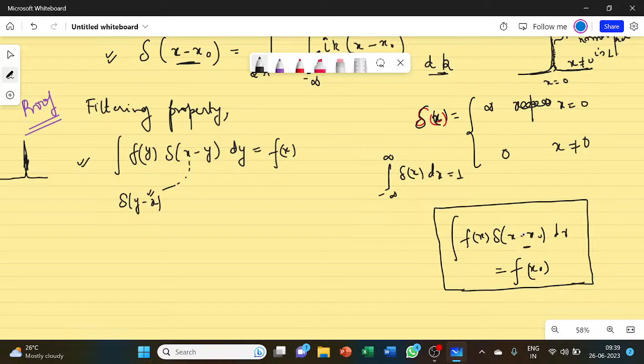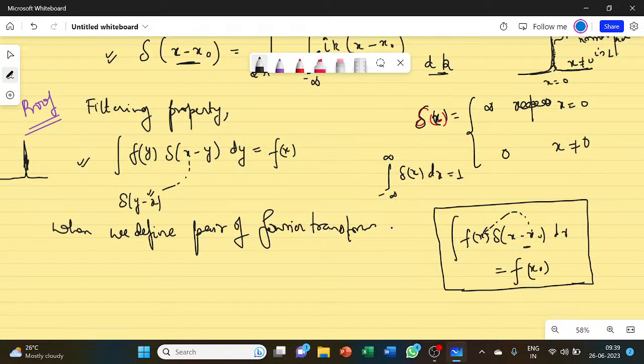Basically, what is happening is, wherever the Dirac is situated, that particular point gets into the argument of the function. And this is the answer, that is f of x naught. This is called the filtering property for the Dirac delta function. Now you see, when we define the pair of Fourier transforms, what was happening?